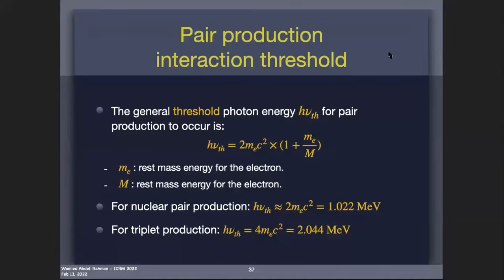Okay. So for pair production, one thing that is different for pair production than the other photon interactions is that it has a threshold. That means that if the photon energy is below this threshold, this interaction will never happen. It's not possible.